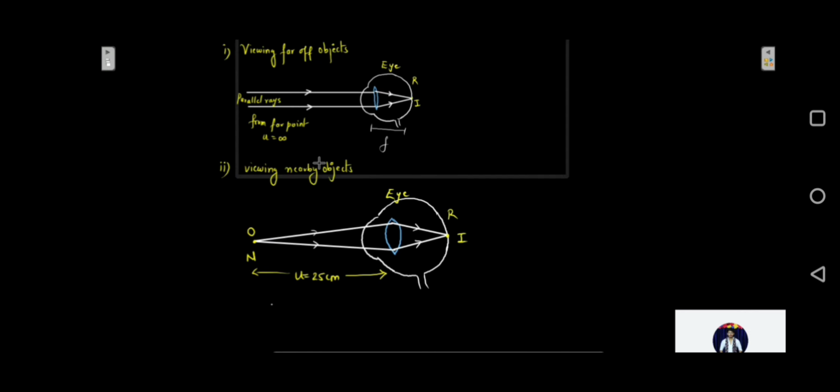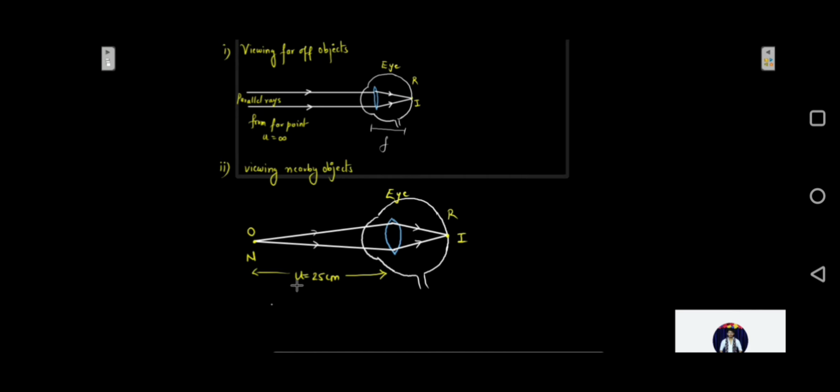So now for viewing the nearby object, the ciliary muscles are going to get contracted in this case. So the eye lens is going to bulge out like this. Okay, so what will happen to the focal length? The focal length will be reduced, and hence the object image will be formed exactly on the retina. This is going to focus the rays of light which are coming from the nearby object.